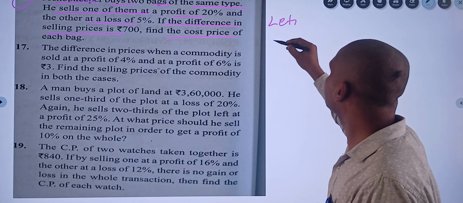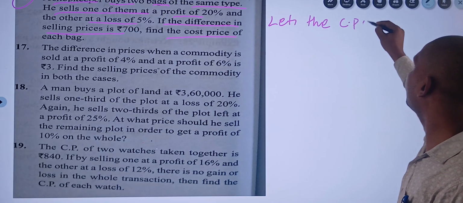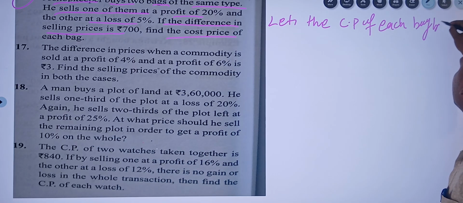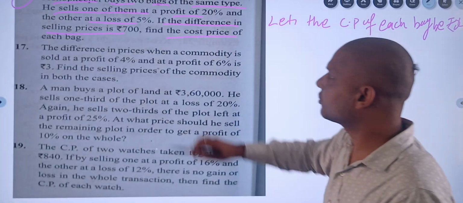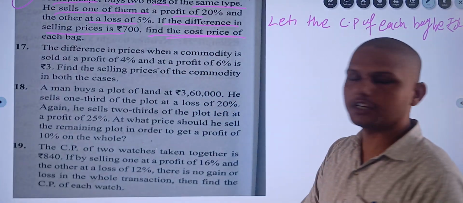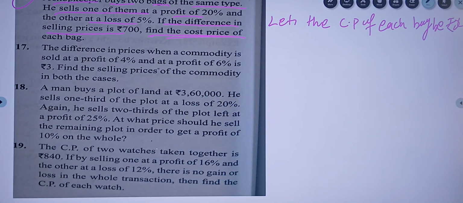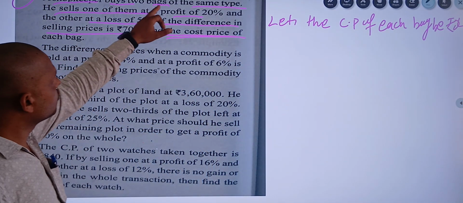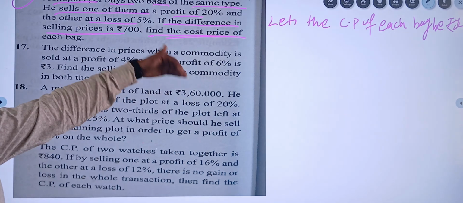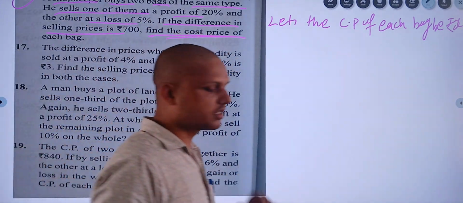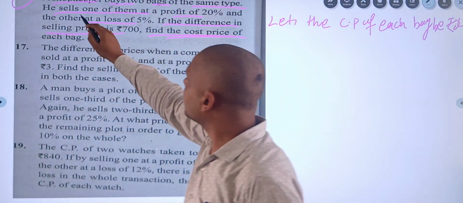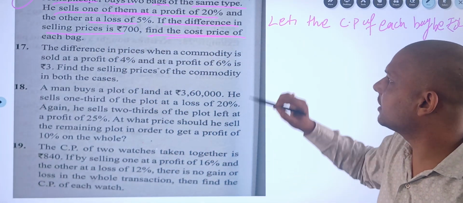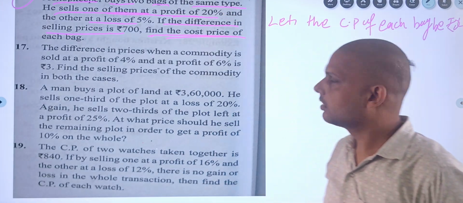First we will let the CP of each bag be rupees X, because we have to find the cost price of each bag. Because the shopkeeper buys two bags of the same type, we will let both bags' CP be the same, X. Now see, he sells one of them at a profit of 20%. The first bag he has sold at a profit of 20%.